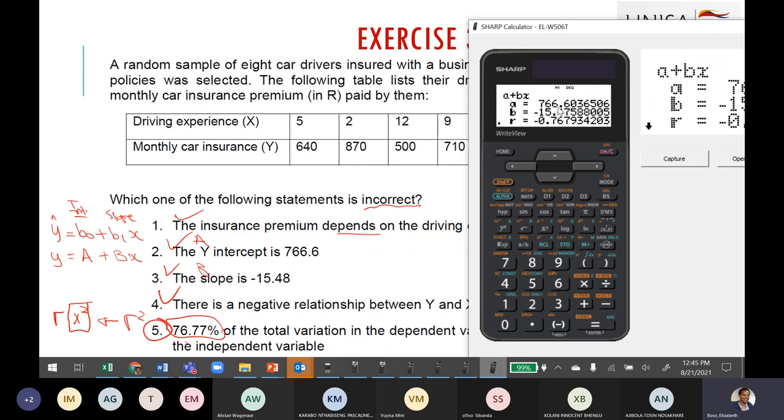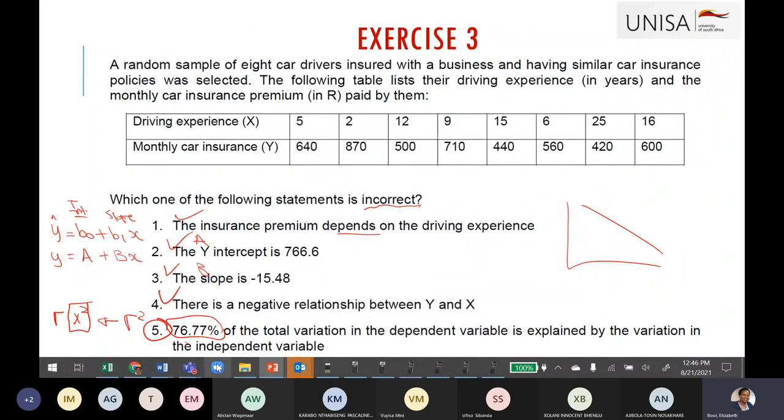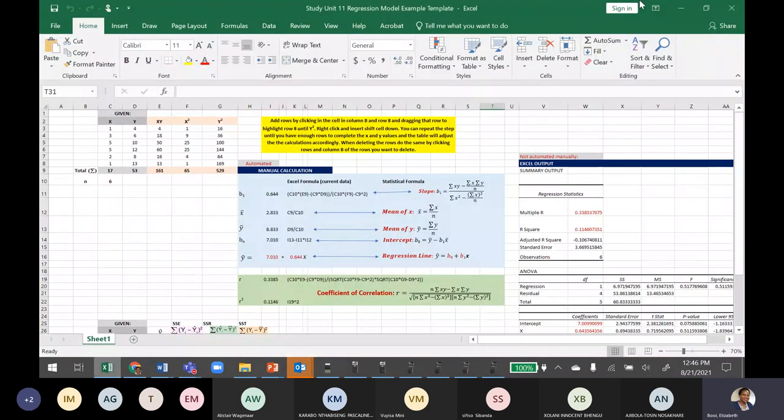So my A is 776. My B is minus 15.8. My coefficient of correlation is 0.76 and my coefficient of determination is 58. So whether you use a Sharp calculator or a Casio calculator, you will be able to get the same answer. Now let's go to this one. What about when I use my Excel?